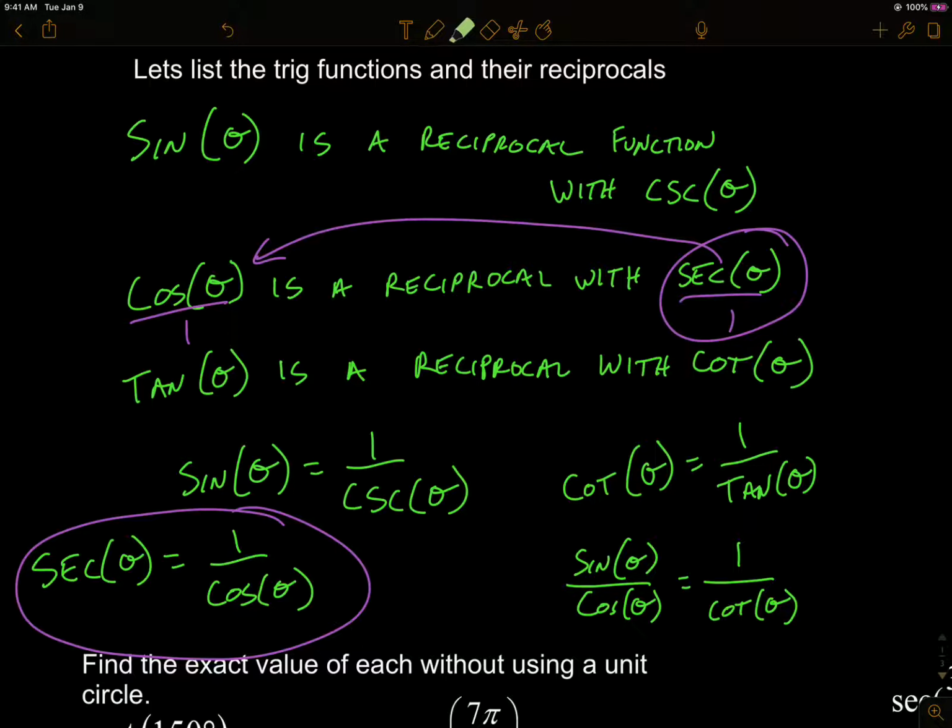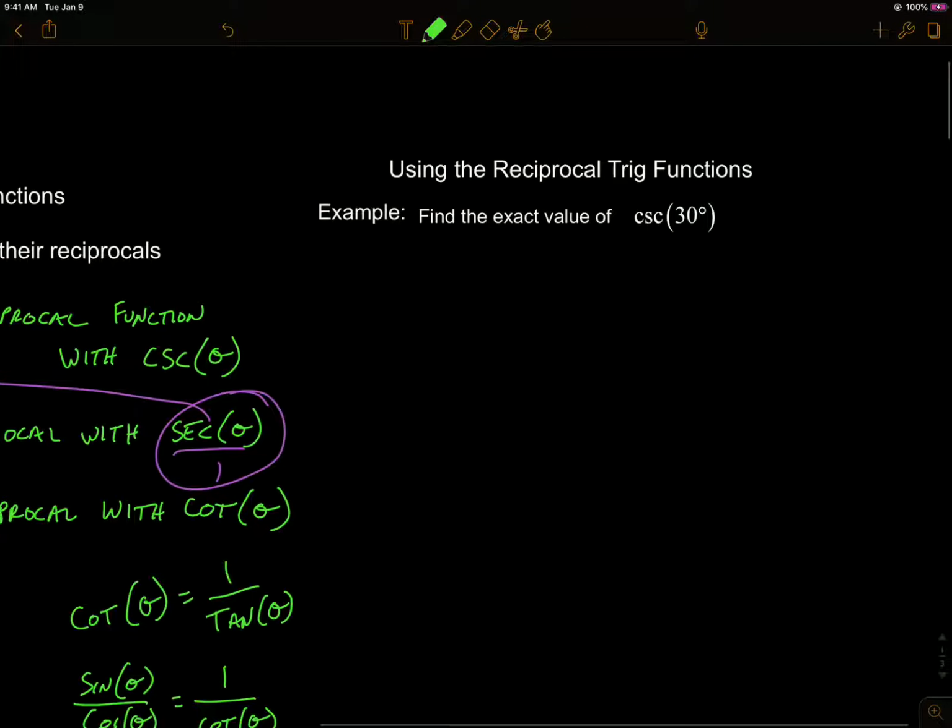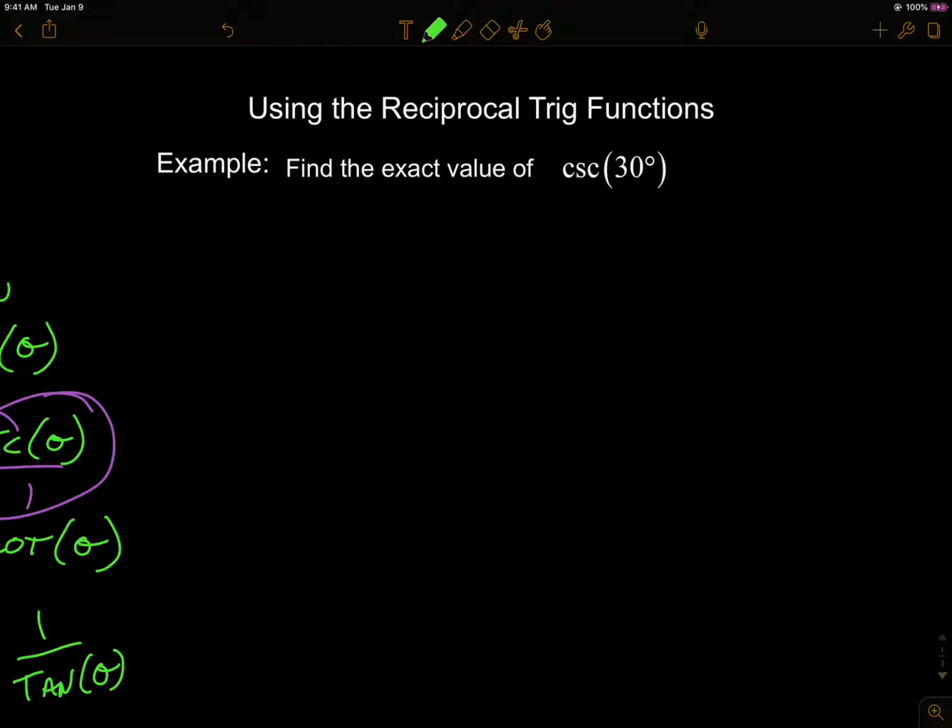And we're going to use these facts all over the place to figure out values. So here's an example using the reciprocal trig functions. If we want to find the exact value of cosecant of 30 degrees, on my unit circle I only have sine and cosine values. So it's going to help me to rewrite cosecant in terms of sine or cosine. And honestly, there's 2 ways to do this. This is the first way. Cosecant is reciprocal with sine, so I'm going to say that cosecant is equal to 1 over sine.